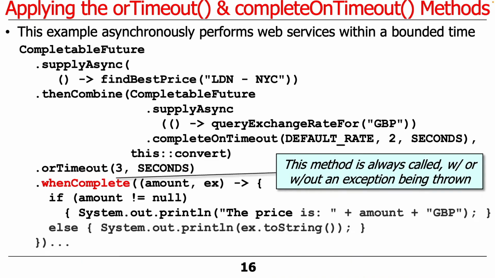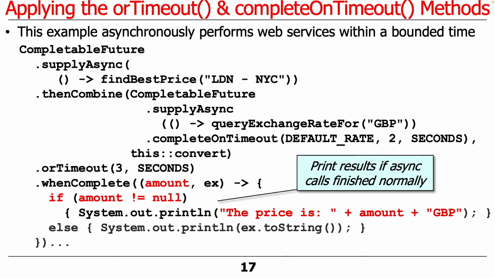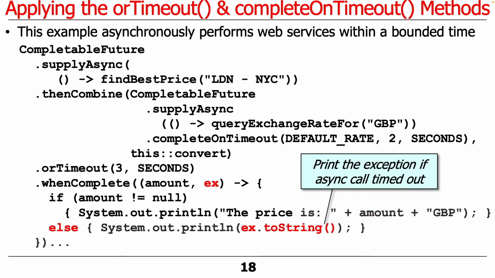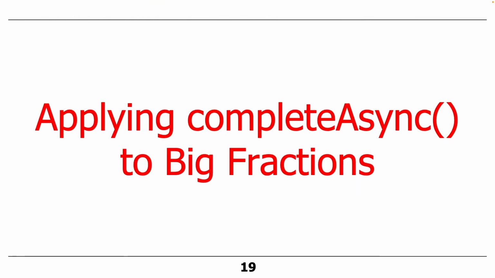And then we use the whenComplete exception handling CompletionStage method to print out what happened. So this call, if you remember, will always be called back no matter what happens, whether an exception is thrown or not. If an exception is not thrown, we print out the final price, which will be the amount in converted price. Otherwise, we print out what went wrong, the reason why the exception occurred. So that's a fun little example that illustrates using the timeout mechanisms in Java 9 and beyond.